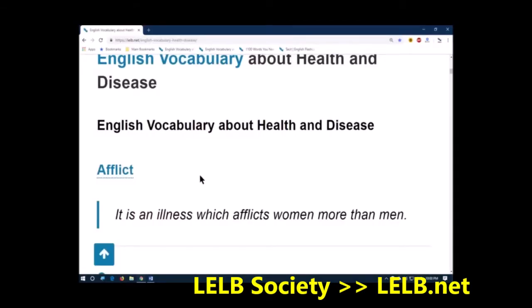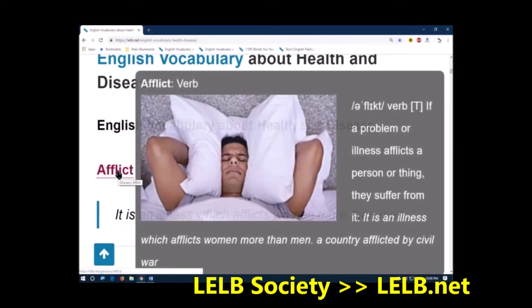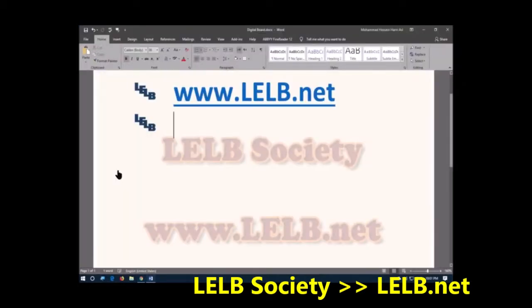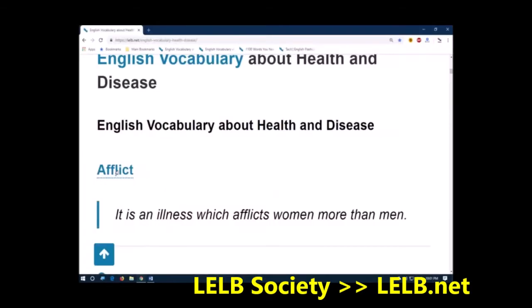Okay, so the first word is afflict, and it means if a person or illness afflicts a person or thing, they suffer from it. So you can say strike. It is an illness which afflicts women more than men.